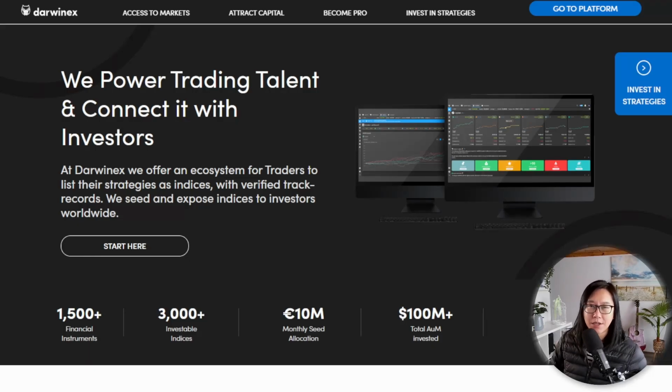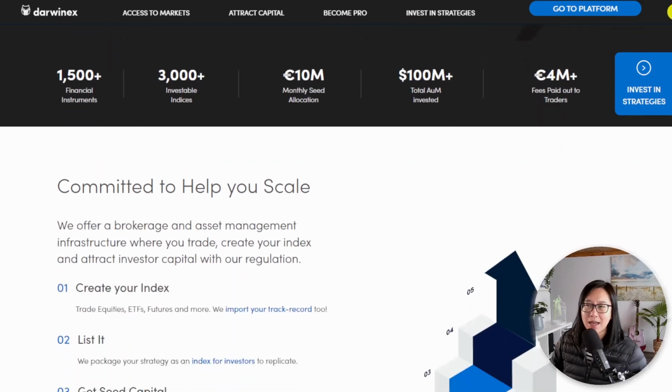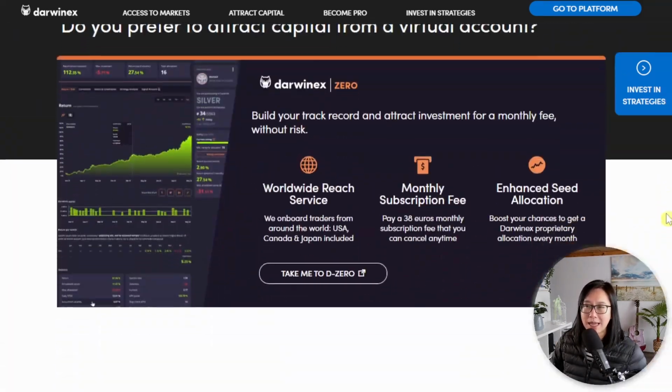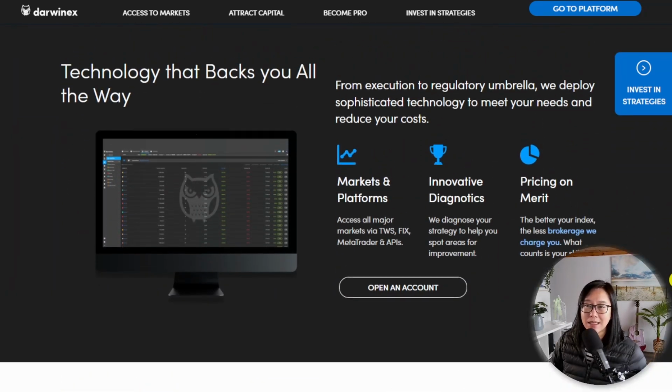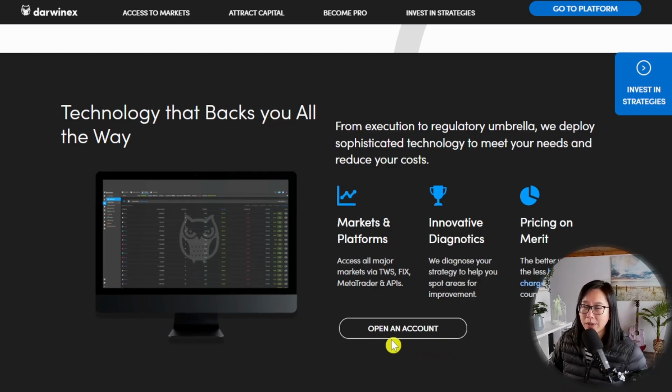For step 1, I headed over to Darwinex.com and I'm opening a brand new Forex trading account. The process is exactly the same as every other broker, where you hit open an account, provide ID, and you have your login credentials for MT4 or MT5.